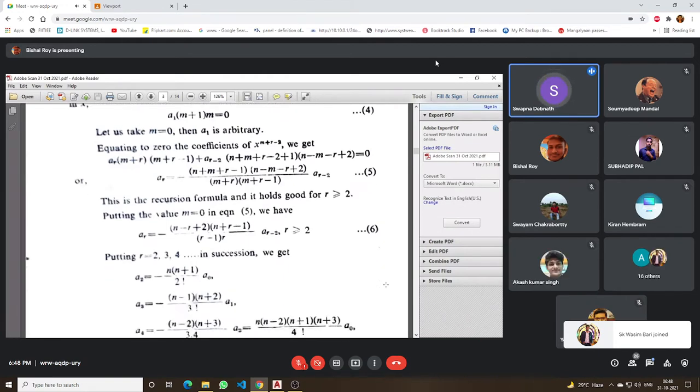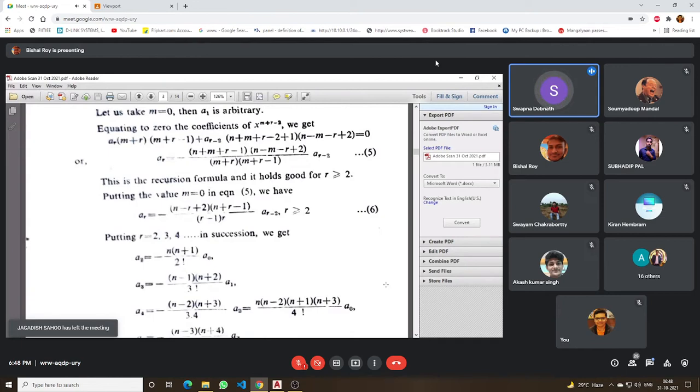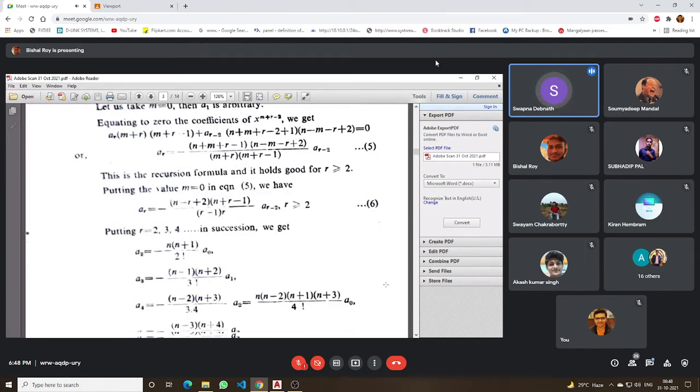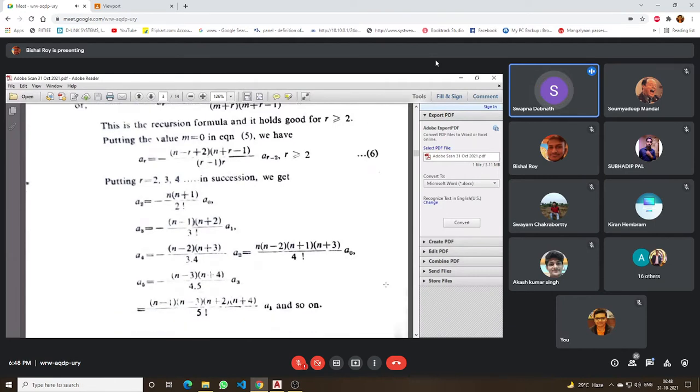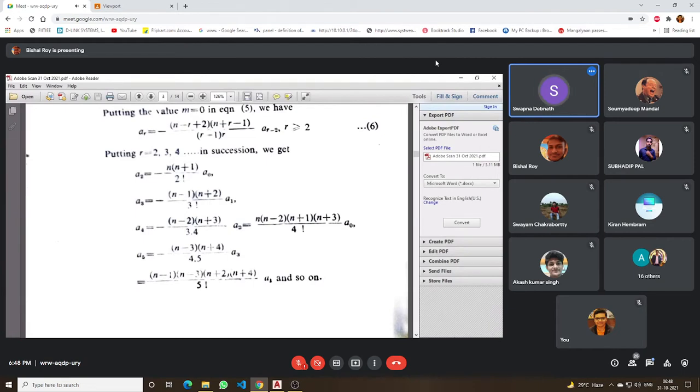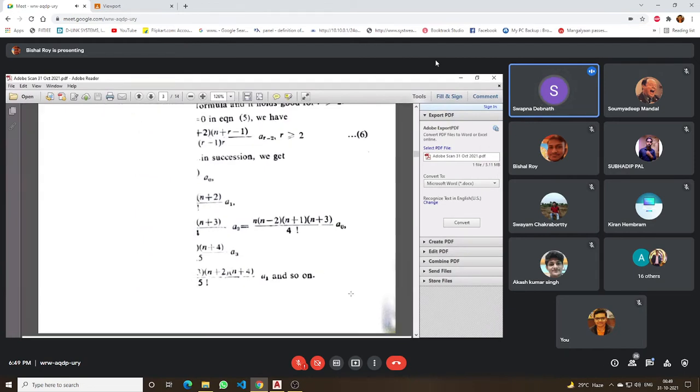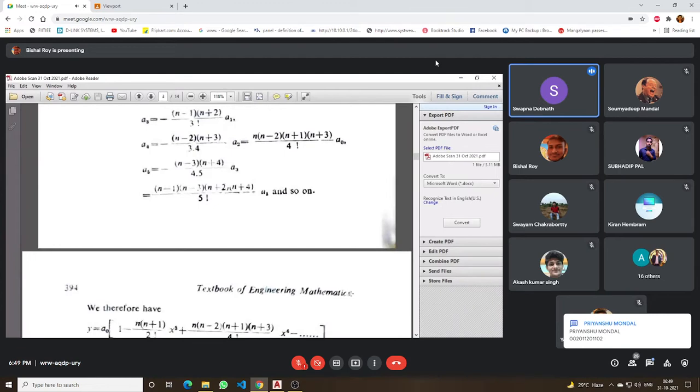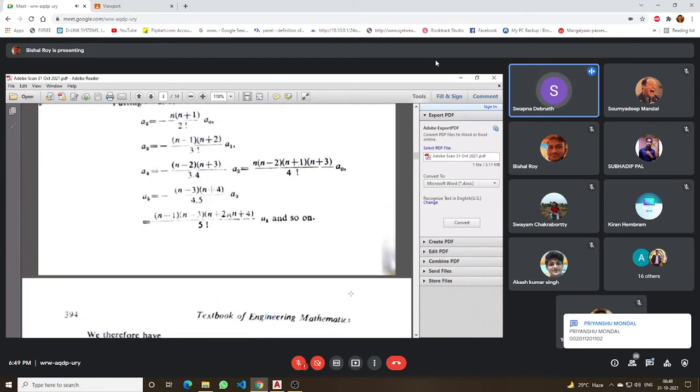Now put m is equal to 0. With m equal to 0, we get ar is equal to this one, equation 6. Now if we put r is equal to 2, we get a2 in terms of a0, a3 in terms of a1, a4 in terms of a2, a5 in terms of a1, and so on. Therefore we ultimately see that only two arbitrary constants, one is a0, another is a1, are there.